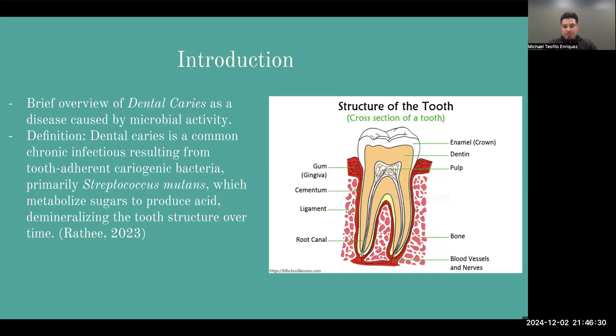I have a quick image that is showing a cross section of a tooth, displaying the different layers of the tooth: the enamel, dentin, the pulp. You have the gum line, you have the root canal, the bone, and then the blood vessels and the nerves.